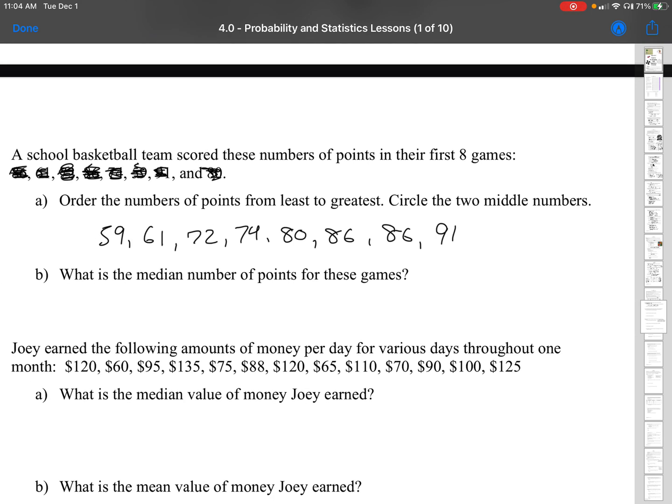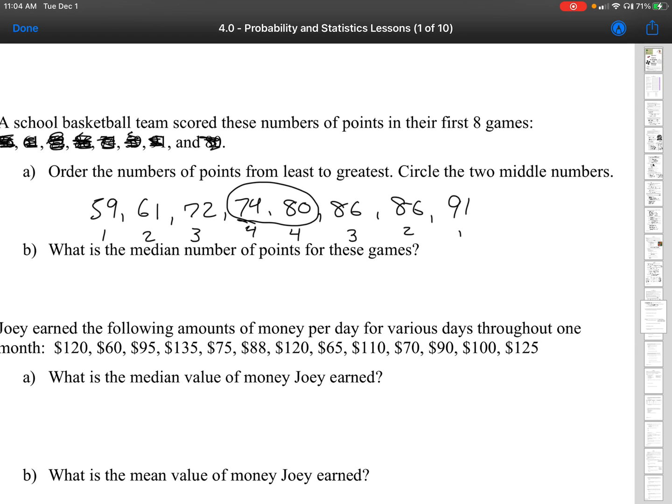Okay, like so. Now the middle 2 numbers, if we start on the outsides, we call those 2 1. Then we go in 1 number and call those 2, and then 3, and then 4, like so. I do that so that it shows me where the middle is. You can see the middle 2 numbers are 74 and 80, like so.